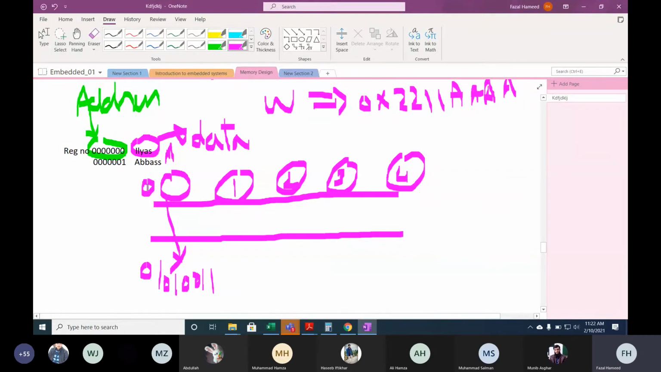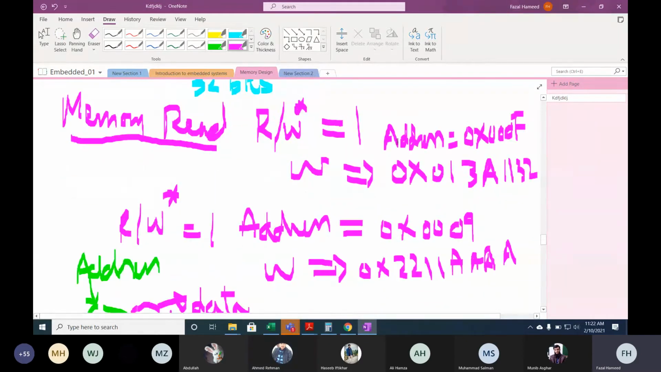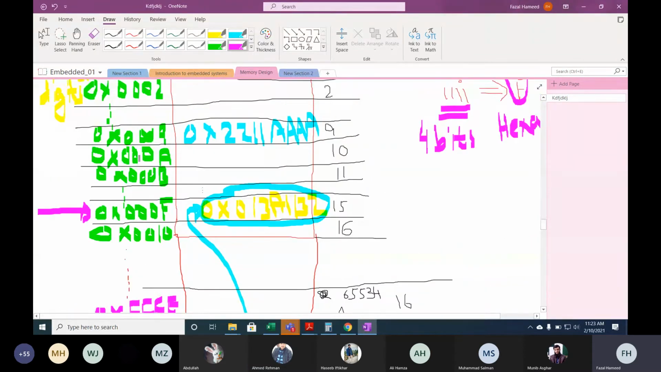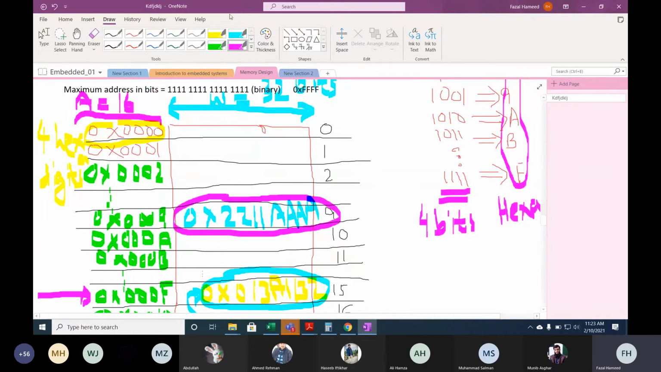Should I elaborate more or not? Okay. So now in the other example, we want to access the location 0x000f. So we want to access this data at 000f. And if the address is 0x0009, we want to access this data. And if the address is 0000, it means that we want to access this data that is in yellow.